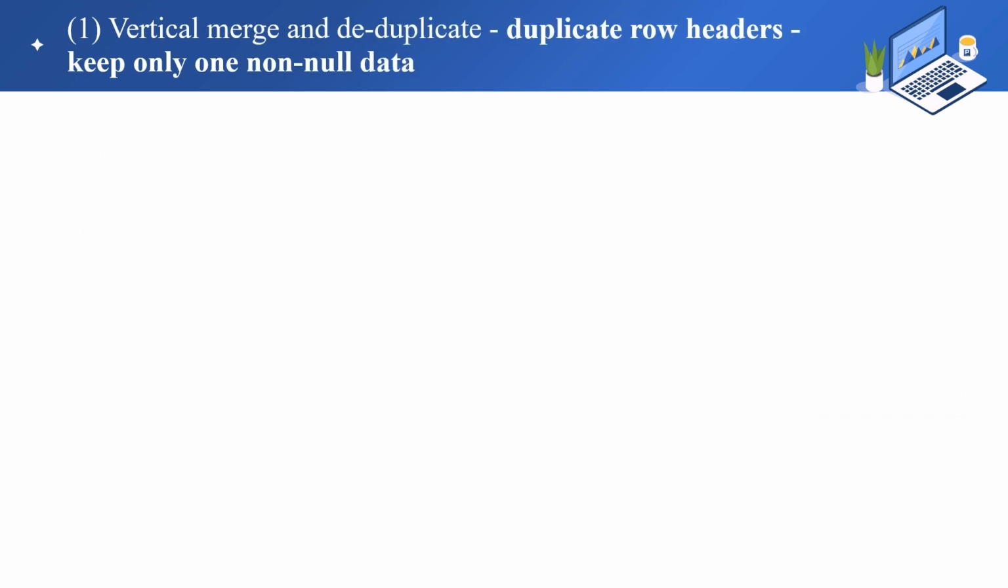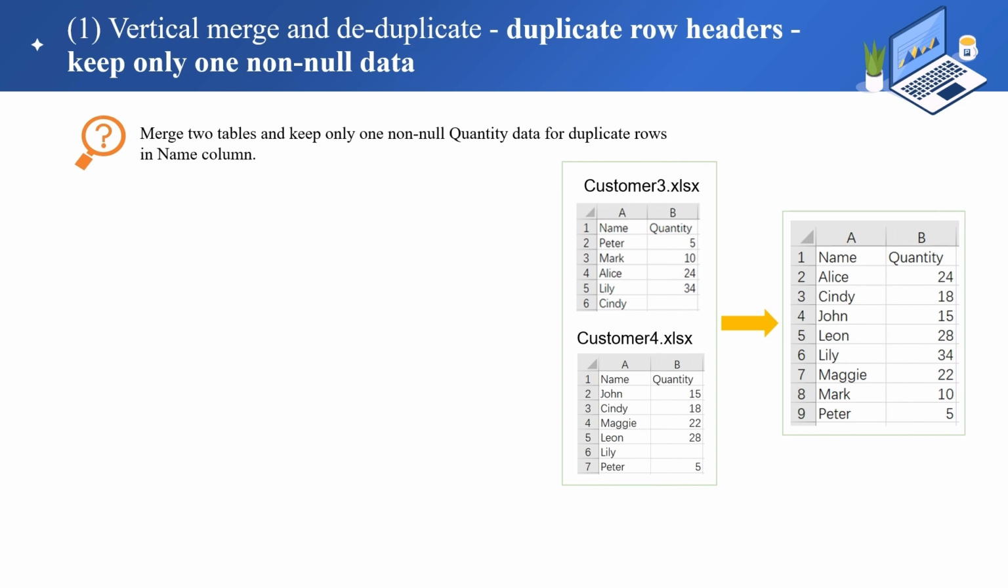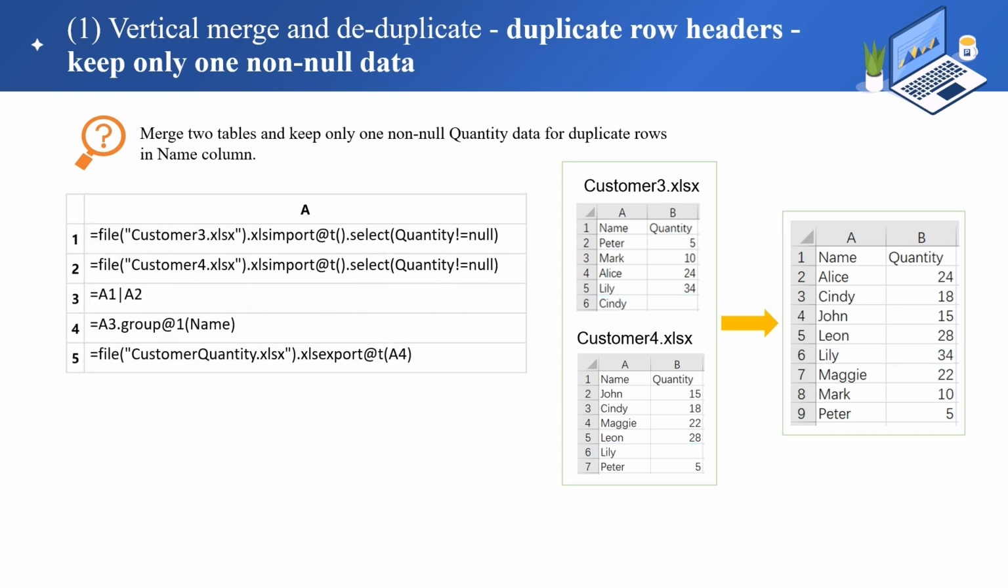Duplicate row headers, keep only one non-null data. We still use this example with slightly more complex data. In duplicate name data, there may also be two identical rows in addition to null value. It is required to keep only one non-null row for duplicate name data. For example, both tables contain Peter, and it is required to keep only one Peter data after merge. Both tables contain Lily, and it is required to keep the non-null Lily data. We can use the group function based on A3 to perform grouping and deduplicating. @1 means taking the first record of the grouping result.